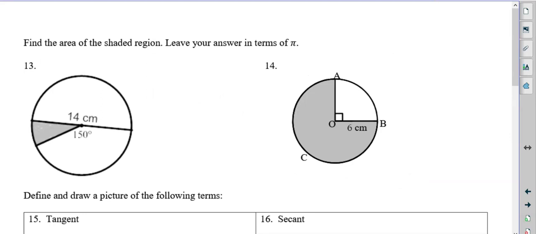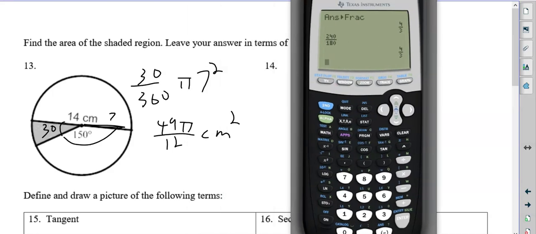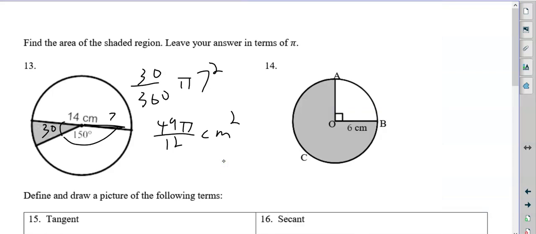Okay, 13. Find the area of the shaded region. Well, if this is 150 degrees here, that means this is 30, and that's what we need. So we do what we just did in the previous problem, but we had to take the extra step of finding the 30 first. All right? And that's going to be pi times the radius, which would be 7. Be careful of that. And when you crunch the numbers and let the calculator reduce it for you, you get 49 pi over 12 centimeters squared. Again, real quickly, 30 times 7 squared, or 49, divided by 360. Get a decimal, hit math, enter, enter. Boom, 49 over 12.